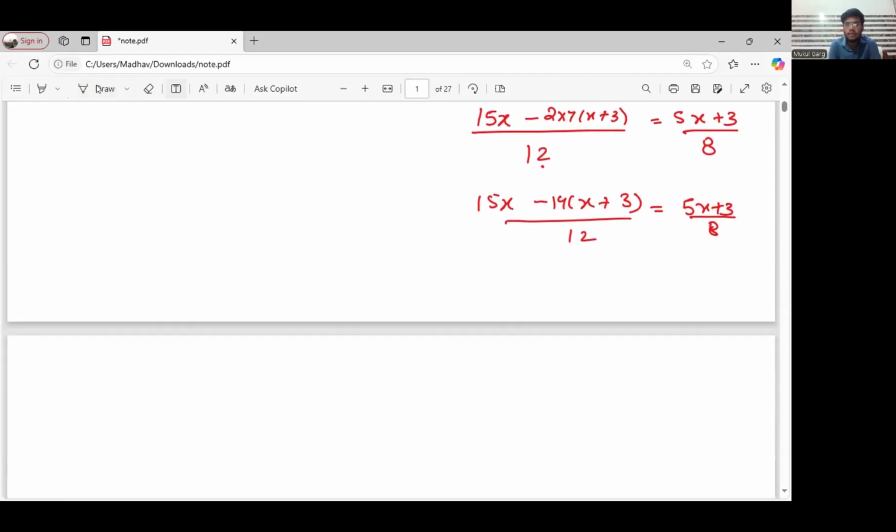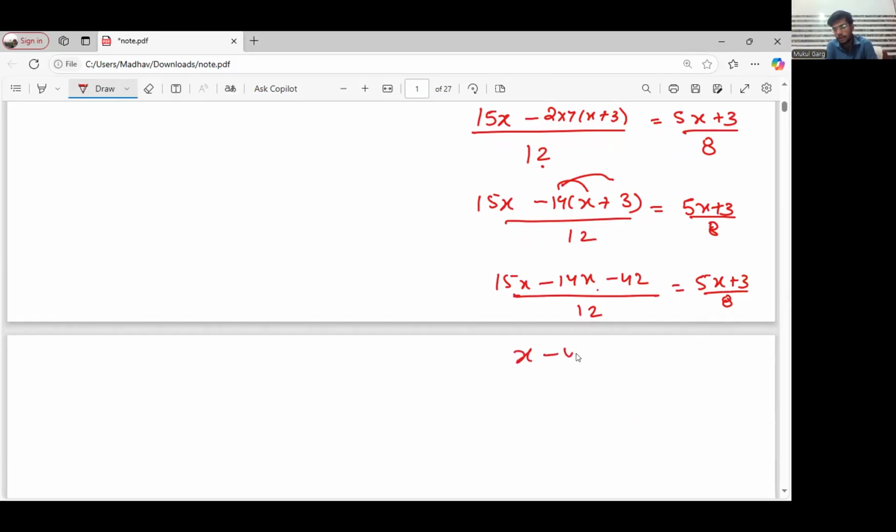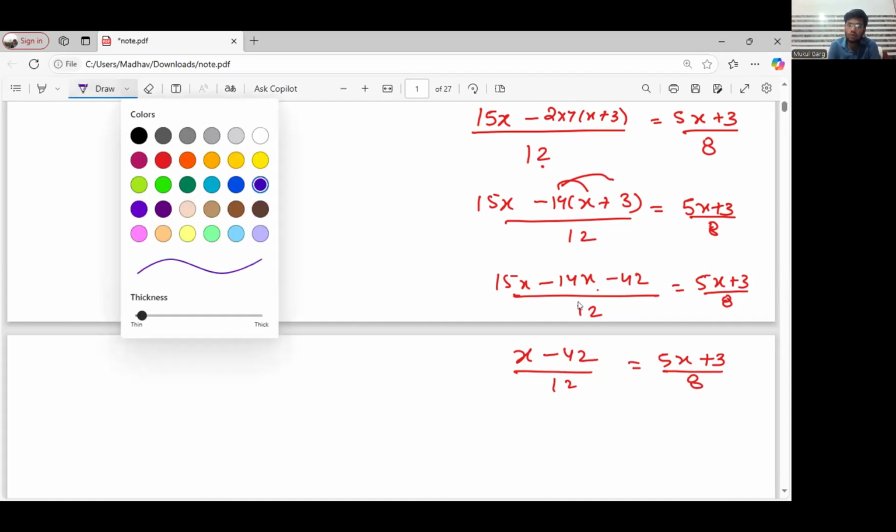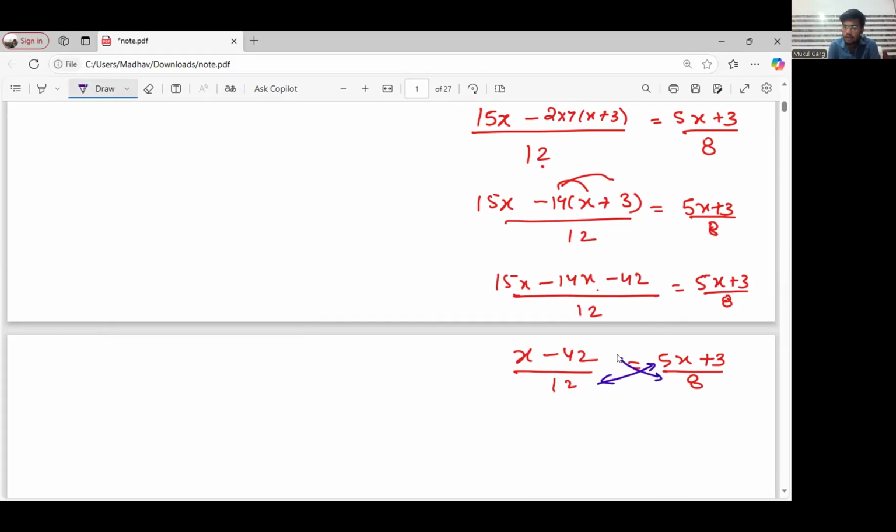Now we need to solve this. This is so easy. 15x minus 14 into x, minus 14x, minus 14 into plus 3, minus 42, divided by 12 equals 5x plus 3 divided by 8. Now if you solve it, 15x minus 14x, that's x, minus 42 divided by 12 equals 5x plus 3 upon 8. Now we have to solve this. There is nothing we can do. We just need to do cross multiplication now. 8 into x, 8x. 8 into minus 42, 8 4s are 32, 32 and 3, 36. 12 into 5, 60x plus 36.